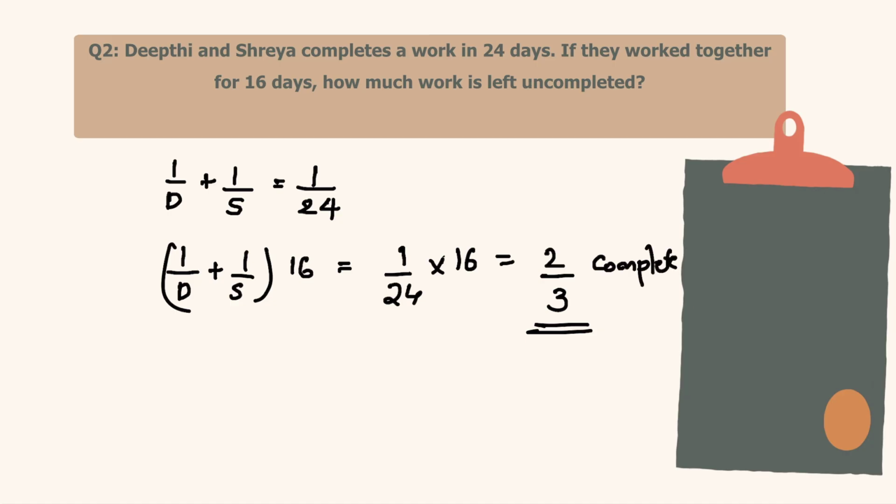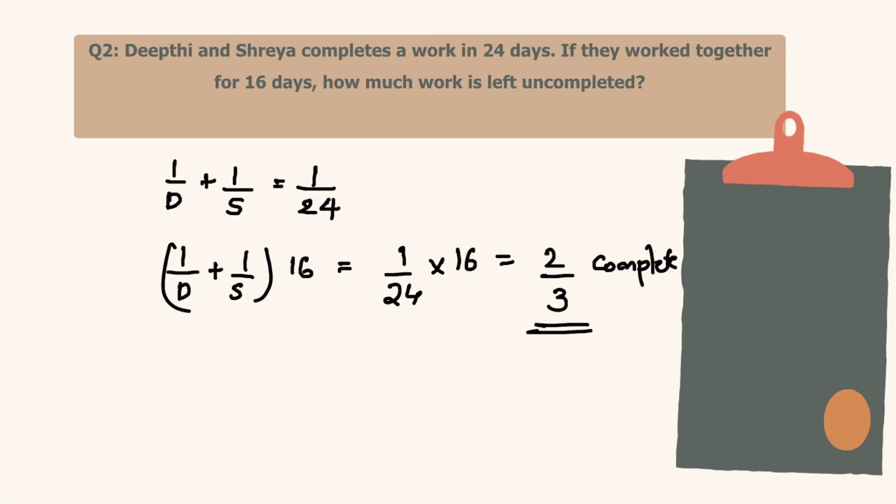Right? You know this is equal to work. This is work done per day into number of days is equal to work. That is 2 by 3. We didn't get 1. 3 by 3 means 1, that means complete work. But we only got 2 by 3 here. That means some work is left incomplete.